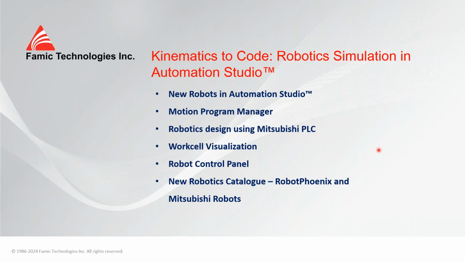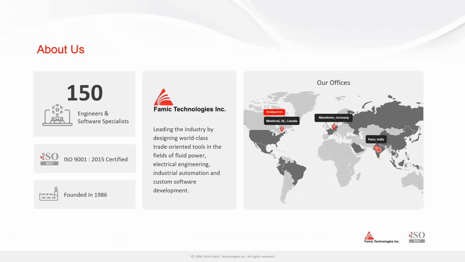Before moving to the presentation of the software, I would like to talk about our company, what we do and what our products are. We are a team of 150 engineers and software specialists. We are an ISO certified company and we are leading the industry by designing world-class trade-oriented tools in the fields of fluid power, electrical engineering, industrial automation, and custom software development. We have three offices. Our headquarters is in Montreal, Canada, then two subsidiary offices, one in Mannheim, Germany, and the other in Pune, India.